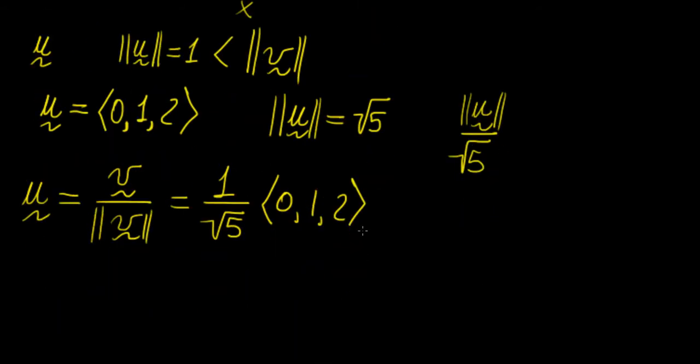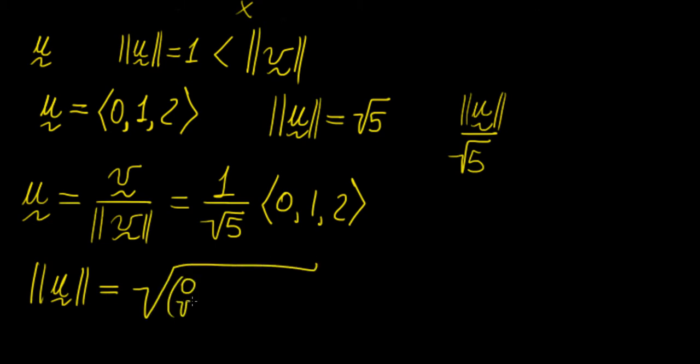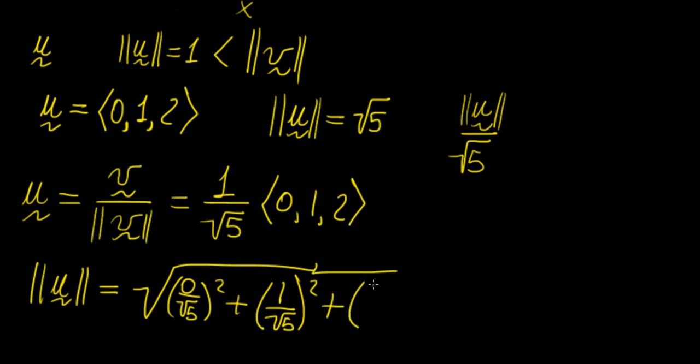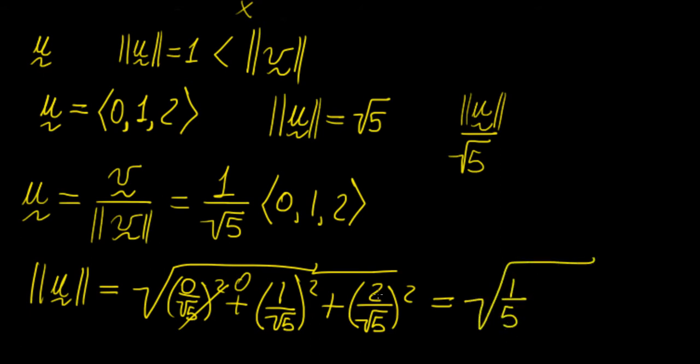So if we were to calculate the magnitude of this vector now, so let's take the magnitude of u, then we're going to get the square root of 0 over square root of 5 squared plus 1 over the square root of 5 squared plus 2 over the square root of 5 squared. And what does that give us? Well, this is 0. This is going to be 1 over 5, so we're going to have square root of 1 over 5. Now here we're going to have 2 squared, that's 4. This squared becomes 5, so this is going to be 4 over 5. And as it turns out, this gives us a magnitude of 1.